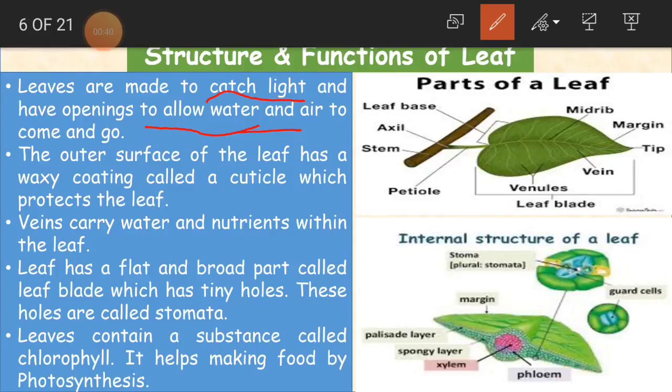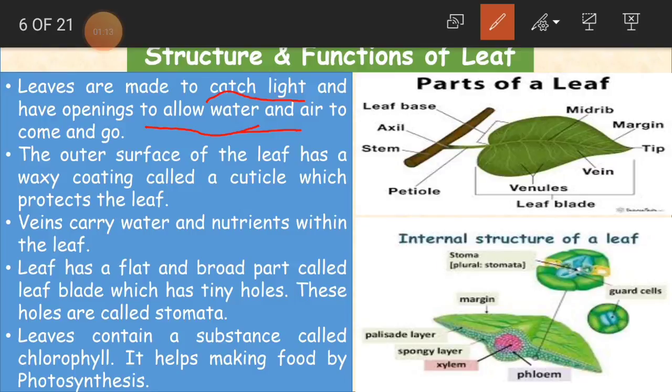So whatever water they get, they are going to allow that water and the air, in the form of gases, oxygen and carbon dioxide. They are going to allow the air to come and go, to pass. Okay. So this process is helpful for making their food. Clear, children? So leaves are made to catch light, and they have some openings to allow water and air.